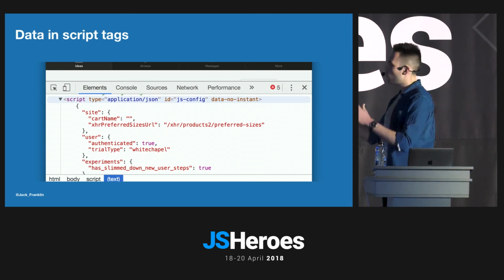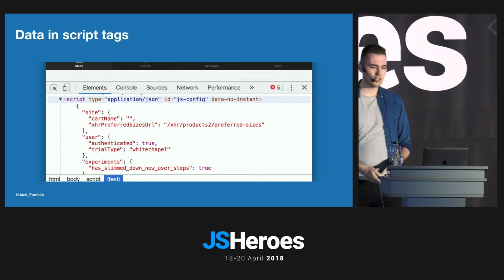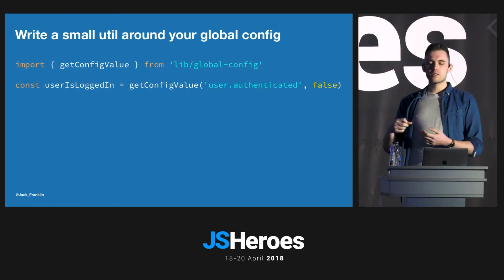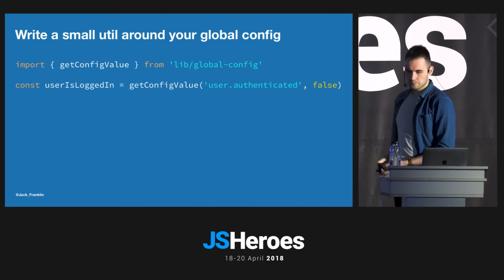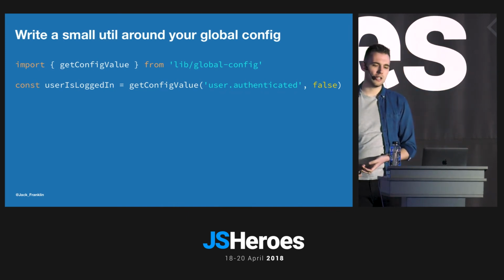The final approach we use is having data in script tags. So we dump some quite global data, for example, is the user logged in or not, into a script tag on our page. We write a little utility that lets us read data from there. And then we can use that in a component. So a component can easily check if a user is logged in.